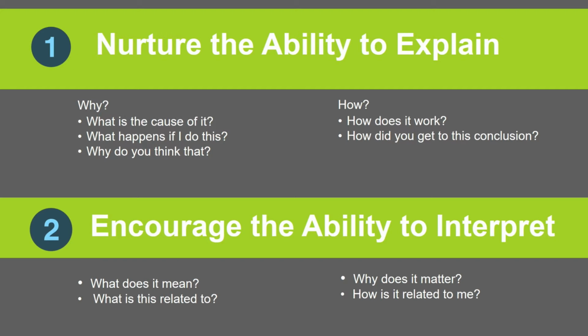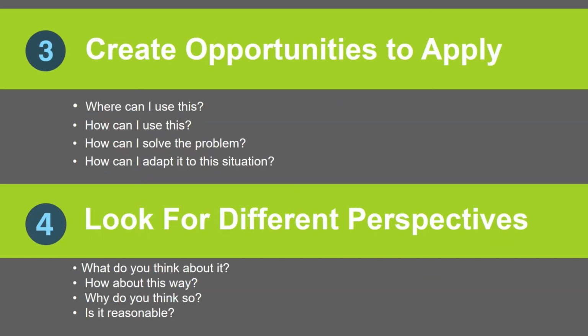The second level of understanding is encouraging students to interpret or provide an interpretation. And this can be done by asking questions. What does this mean? What is this related to? Why does this matter? And how is this related to me? Number three, create opportunities to help students apply the knowledge by asking these questions. Where can I learn this? How can I use this information? How can I solve the problem? And how can I adapt it to the situation?